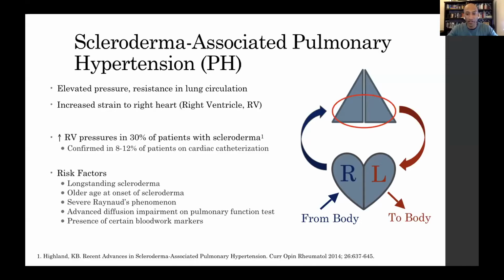So risk factors for this include long-standing scleroderma. The longer the disease, the more likely you are to develop this. Others are older age at the onset of scleroderma, severe Raynaud's, and advanced diffusion impairment, so that measure of oxygen and carbon dioxide exchange is really low. Certain blood markers or serology would also increase one's risk for pulmonary hypertension.